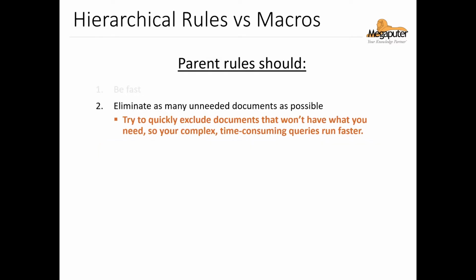Another thing they should do is filtering. That's also part of that point. They should eliminate unneeded documents, and they should be very efficient in doing so. The parent rules should be very good at eliminating things that we definitely don't need to consider in our subsequent rules. They should be very good at getting rid of all the junk we don't want.